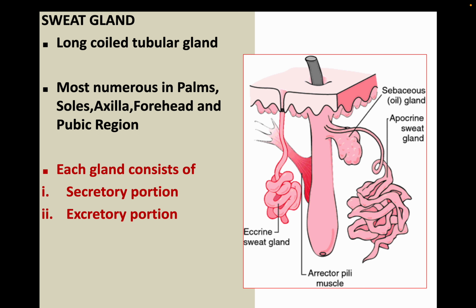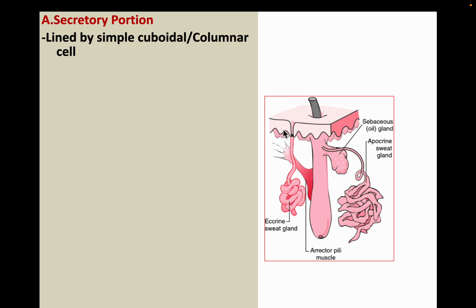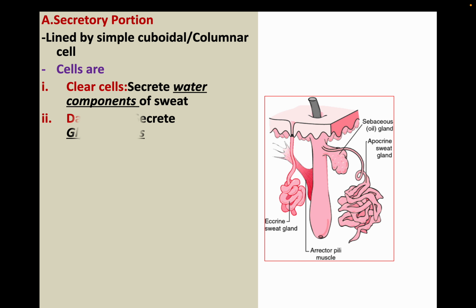Now sweat glands are long coiled tubular structures, most numerous in palms, soles, axilla, forehead and pubic region. Each gland consists of a secretory portion and an excretory portion. Excretory portion is given the name duct. Secretory portion is lined by simple cuboidal columnar cells.